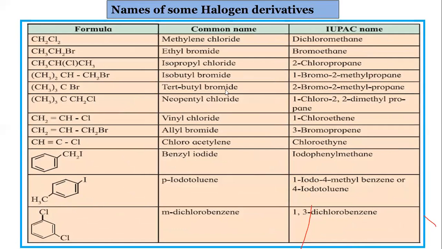See, this is a dihalogen derivative in which two hydrogen atoms are replaced with two halogens. The name is methylene chloride, IUPAC name is dichloromethane. This is ethyl bromide, in which one hydrogen is replaced with bromine. It is also called bromoethane. All this was explained last year also in the chapter hydrocarbon, so I'm not going to take it in detail.